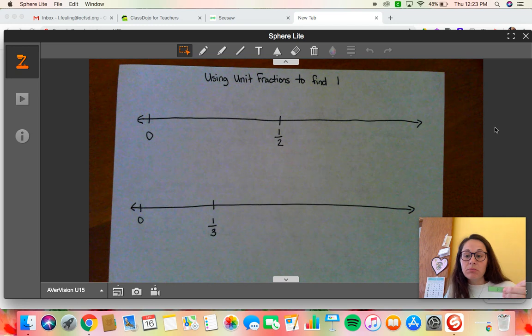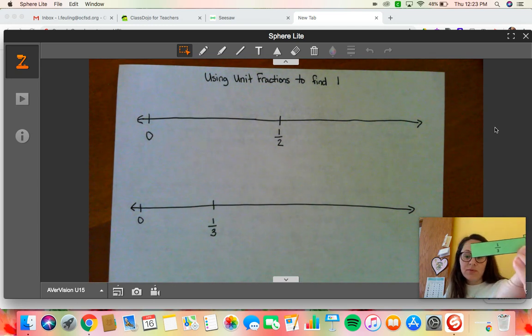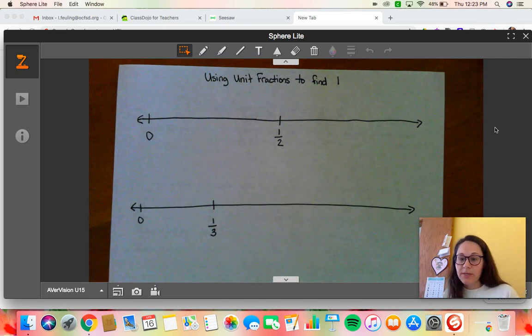And we can use multiples of these to build other fractions. So for example, if I have two of these, that would be 2/3. But just the one piece is our unit fraction.